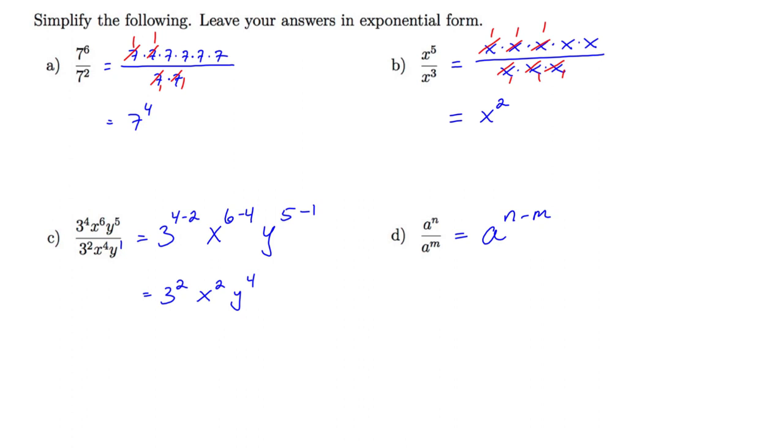And as a fairly common final step, since 3 squared can be simplified down to 9, it would be more common to write this as 9x squared y to the 4th. So the rule is, when dividing the same base, you can subtract the exponents. That's the quotient rule.